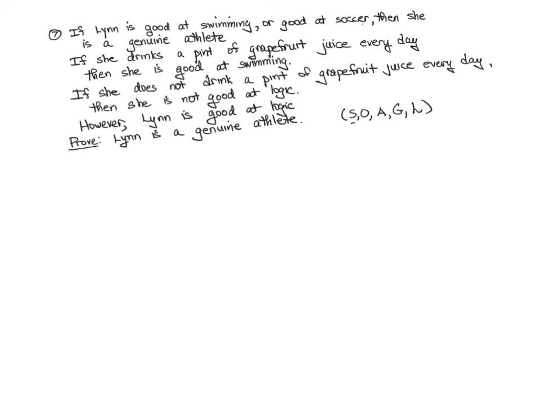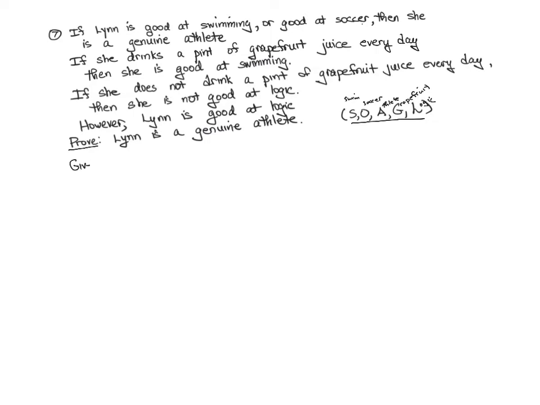And these letters represent the corresponding simple statements. S would probably mean that she's good at swimming. O would probably mean she's good at soccer. A would probably mean that she's a genuine athlete. G would probably mean that she drinks a pint of grapefruit juice each day. And L would probably mean that she's good at logic. So all these letters represent the affirmative case.